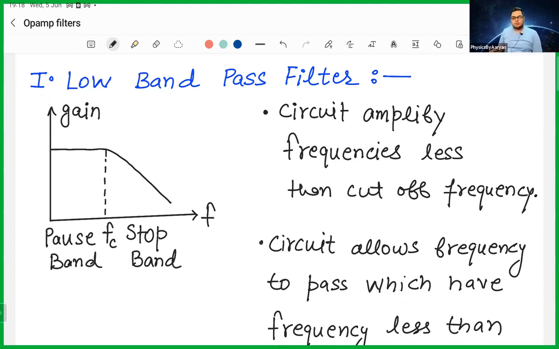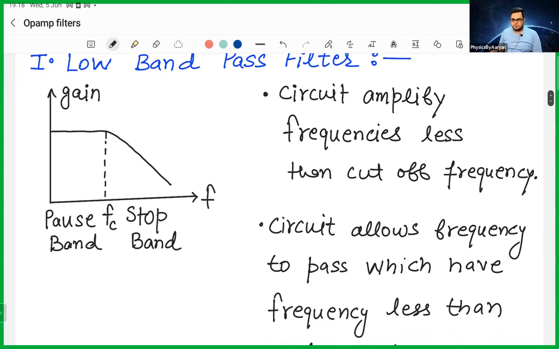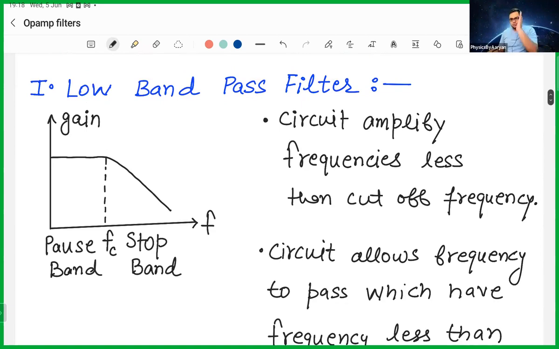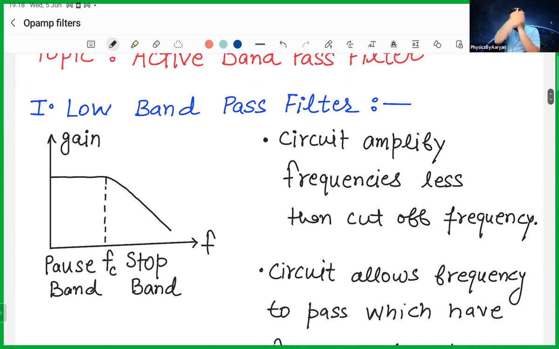Now, let's start studying the low pass filter. A low pass filter means this is my cutoff. Anything less than that, let it pass, but anything more than that, don't let it pass. Low means let lower frequencies pass, but block higher frequencies.